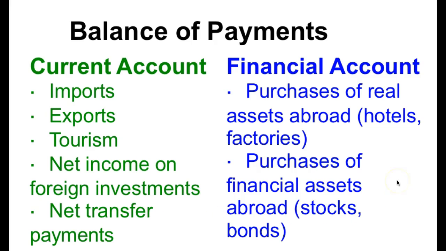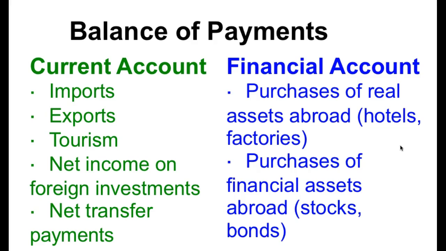So the financial account counts when you buy a real asset abroad. So for example, if I decided to buy a hotel in Costa Rica, or even a home in Costa Rica, that would count in the financial account. It's an ongoing relationship. Now I actually own something of value in Costa Rica.